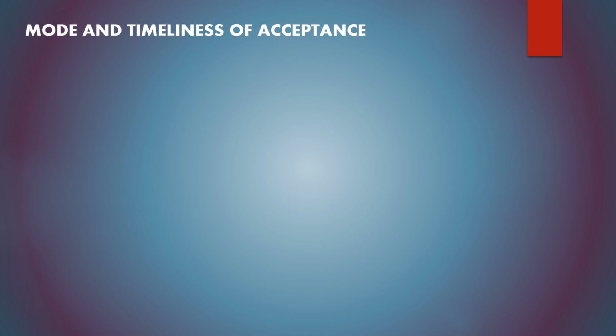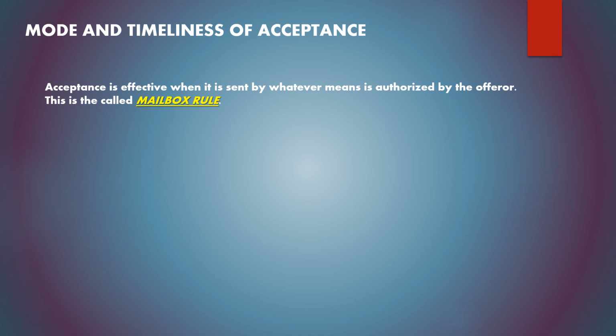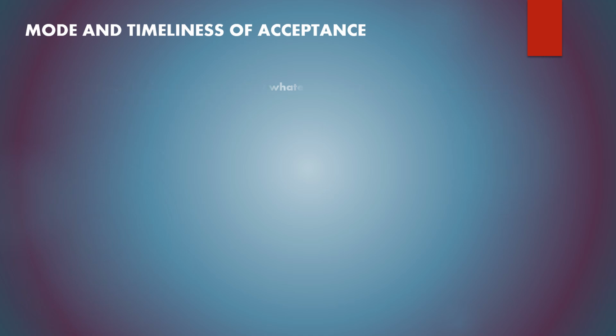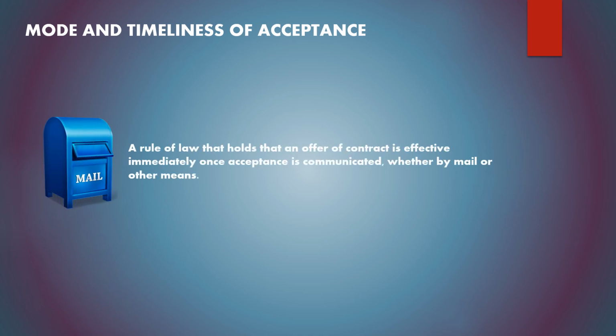Mode and timeliness of acceptance. Acceptance is timely if it's made before the offer is terminated. Acceptance is effective when it's sent by whatever means is authorized by the offeror. Now, we call this the mailbox rule. Specifically, the mailbox rule is a rule of law that holds that an offer of a contract is effective immediately once the acceptance is communicated, whether by mail or other means.